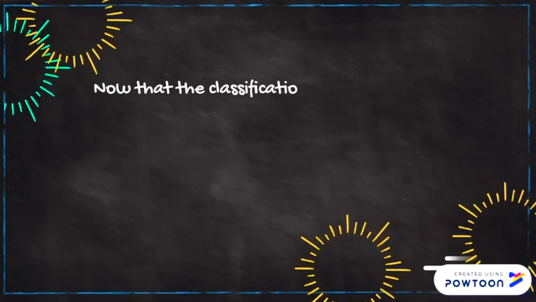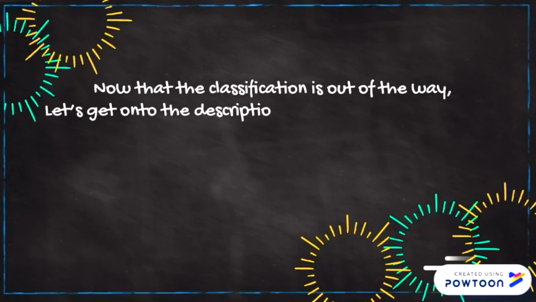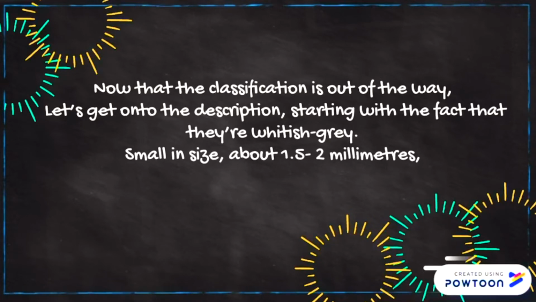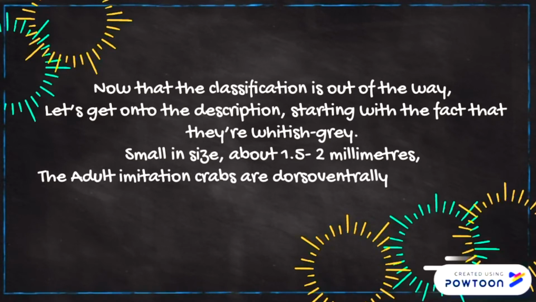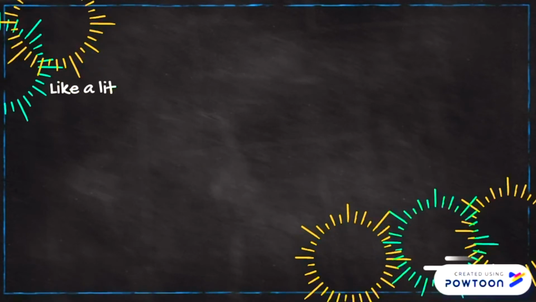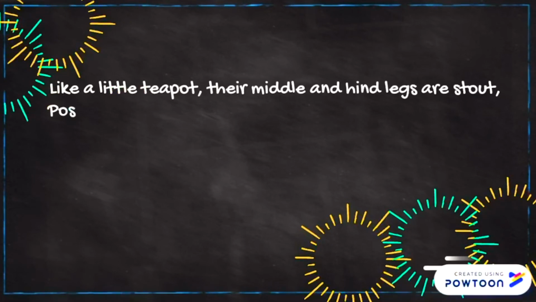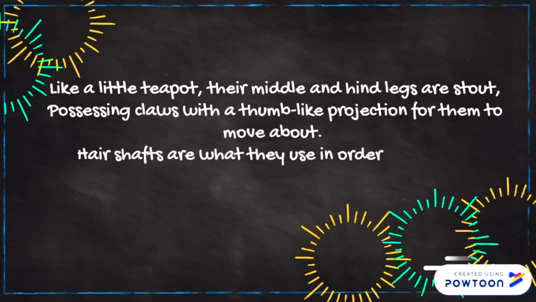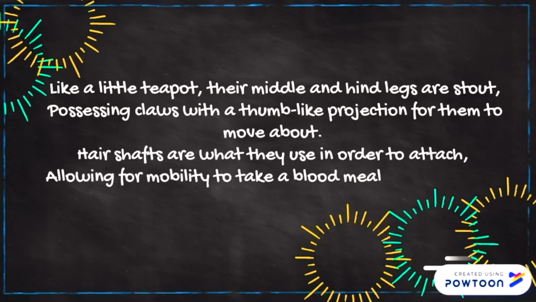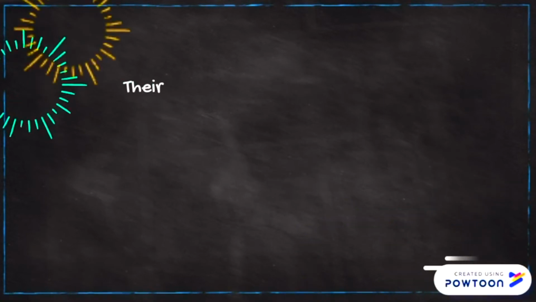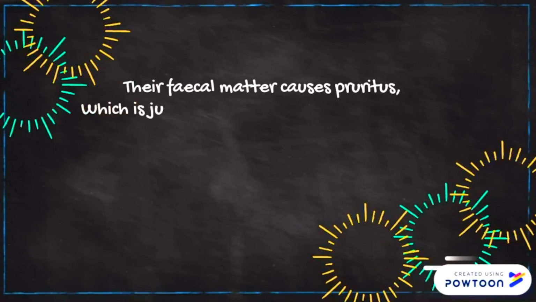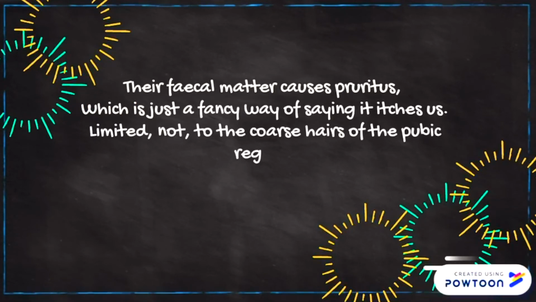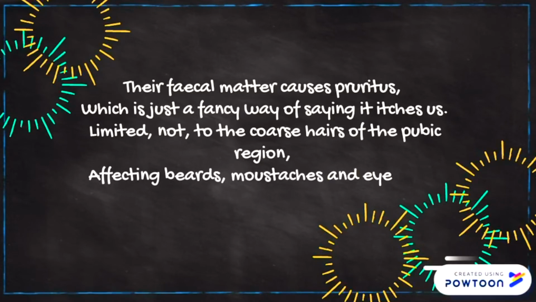Now that the classification is out of the way, let's get on to the description, starting with the fact that they're whitish grey, small in size, about 1.5 to 2 millimeters. The adult imitation crabs are dorso-ventrally flattened little creatures. Like a little teapot, the middle and hind legs are stout, possessing claws with thumb-like projection for them to move about. Hair shafts are what they use in order to attach, allowing for mobility to take a blood meal, causing you to scratch. Their fecal matter causes pruritus, which is just a fancy way of saying it itches us. Limited not to the coarse hairs of the pubic region, affecting beards, mustaches, and eyelashes even.